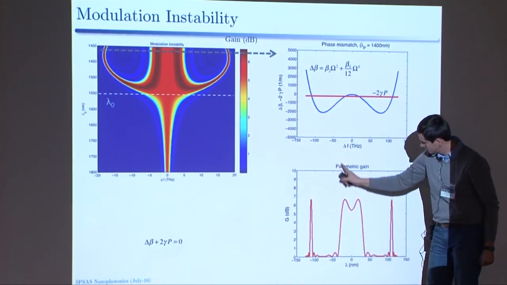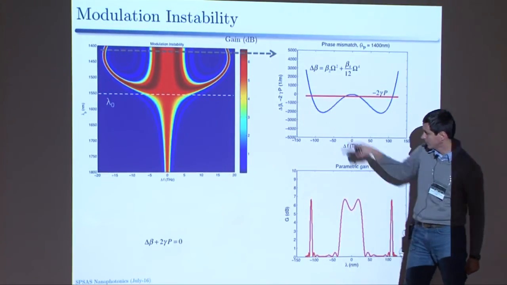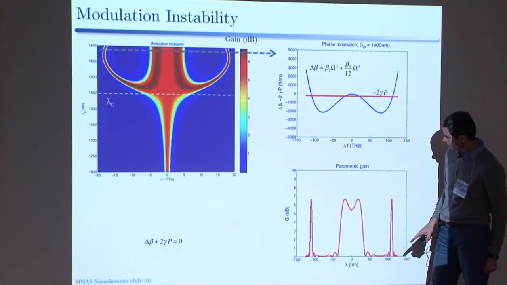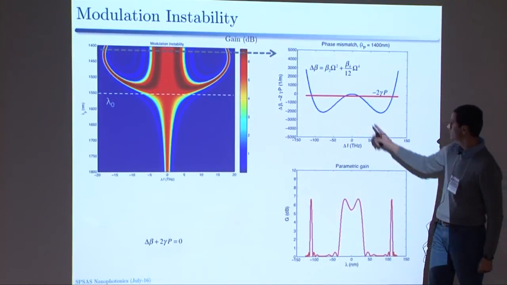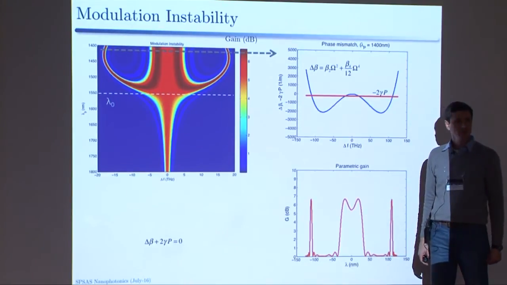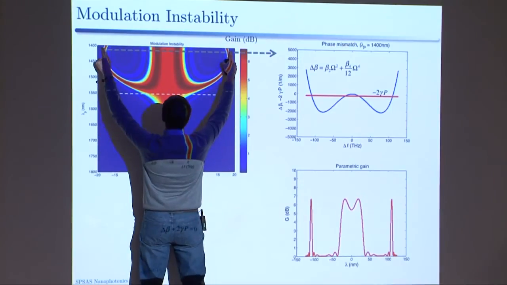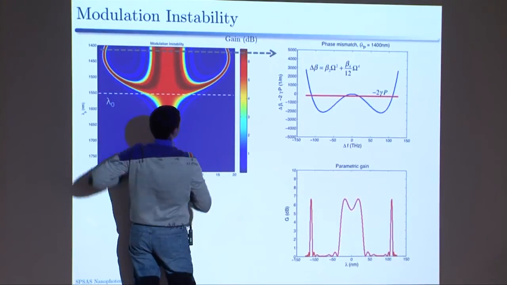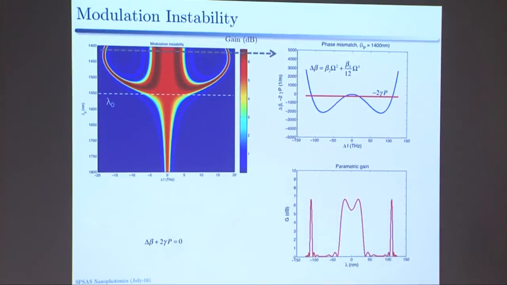And so you just look at the gain. That's a cut of the gain. And you see four peaks, 1, 2, 3, 4, each of which corresponds to the positions where you have perfect phase matching, right? So this is pretty much the gain signal due to beta 4, and this is due to beta 2. Okay? Make sense?